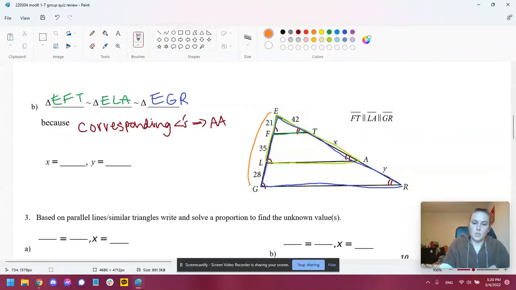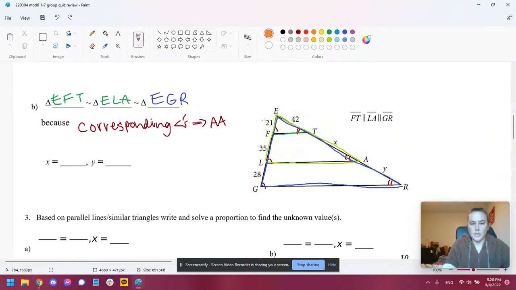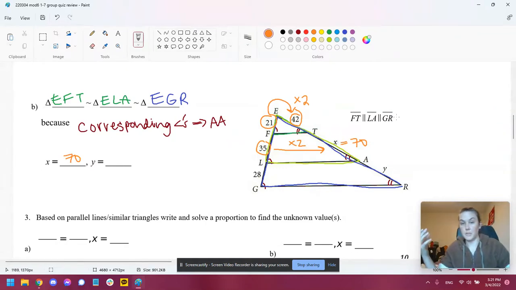Because the numbers and the missing variables we're dealing with are all on the sides, there's nothing straight down the middle, and nothing hitting the parallel lines. Because they're all on the sides, we can just do it part by part, right? We can say from 21 to 42 was times by 2. So from 35 to x will also be times by 2, meaning x is 70. That's how to do it the scale factor way.